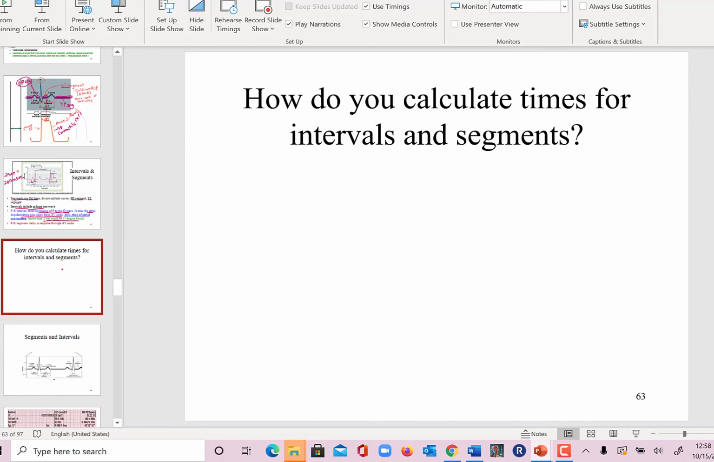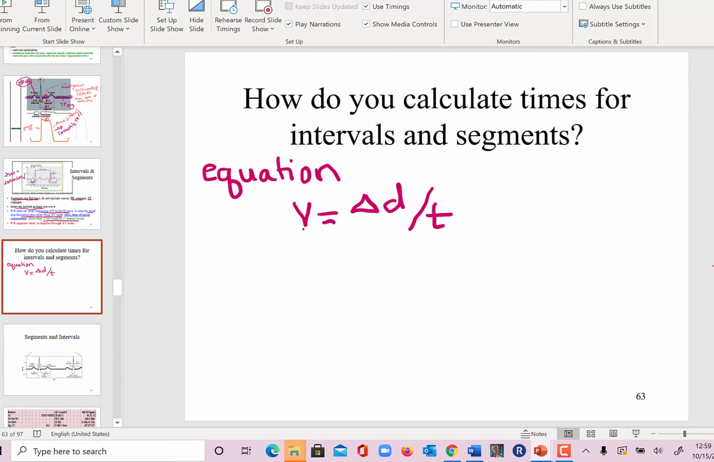So now the question is, how do you calculate intervals and segments? Because you will be asked to do that on your EKG exam, and you're asked to do that in your lab manual. Here is the equation you use. Velocity equals change in distance over time. This is not the first time you've seen this equation. There's a reason why you had a chemistry and a metric exam at the beginning of the semester. The velocity represents the paper speed.